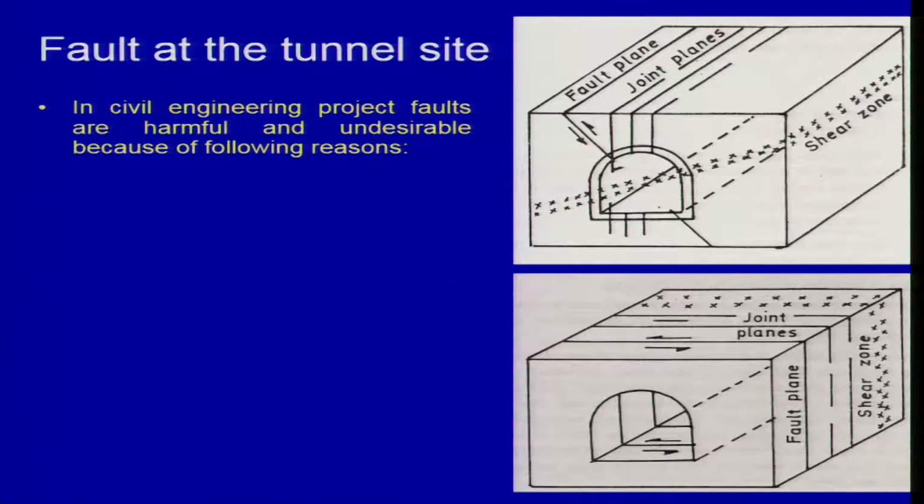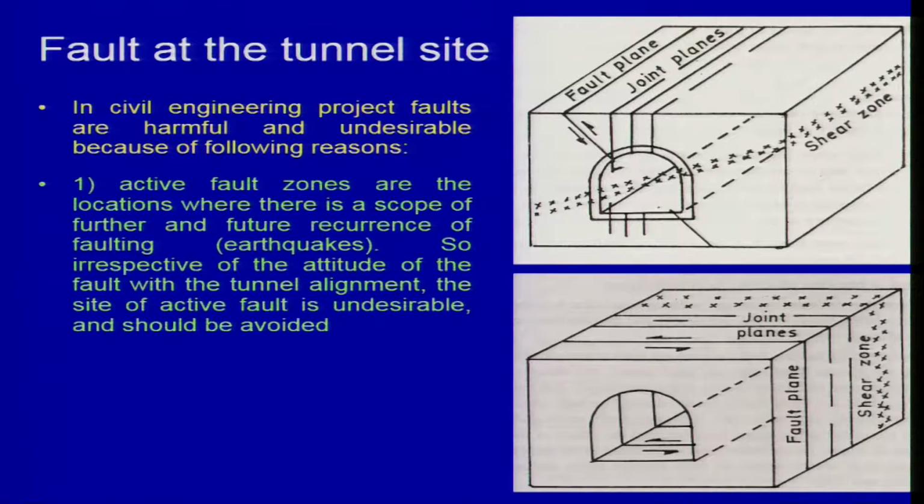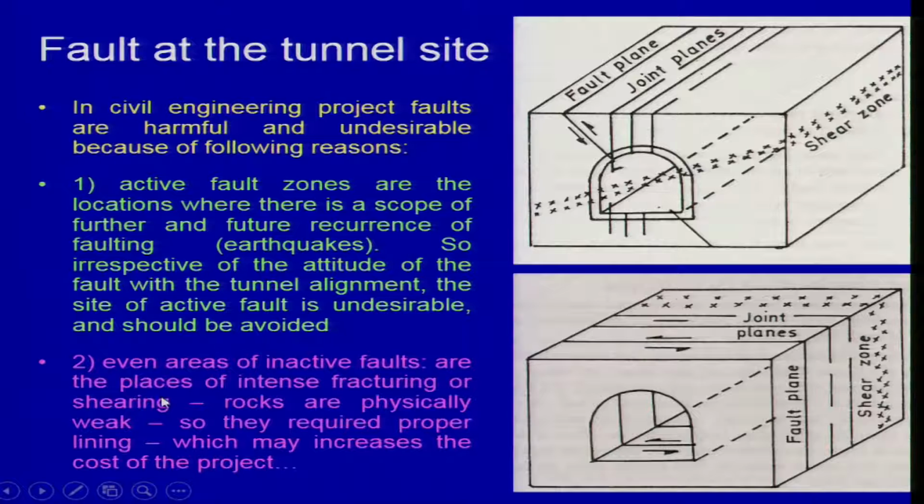In civil engineering projects, faults are harmful and undesirable for the following reasons. Active fault zones are locations where there is scope for future recurrence of earthquakes. They are the most likely source of a large-magnitude earthquake in the near future, so irrespective of the tunnel alignment, they should be avoided. Even areas of inactive faults are places of intense fracturing and shear zones, so they require proper lining, which can increase the project cost.